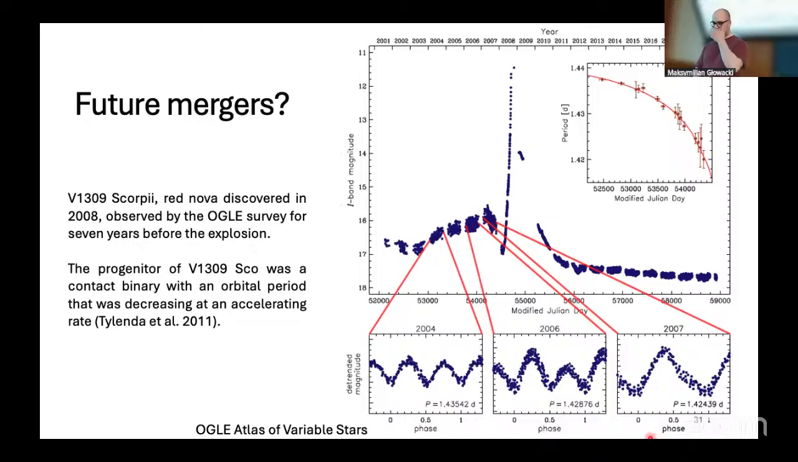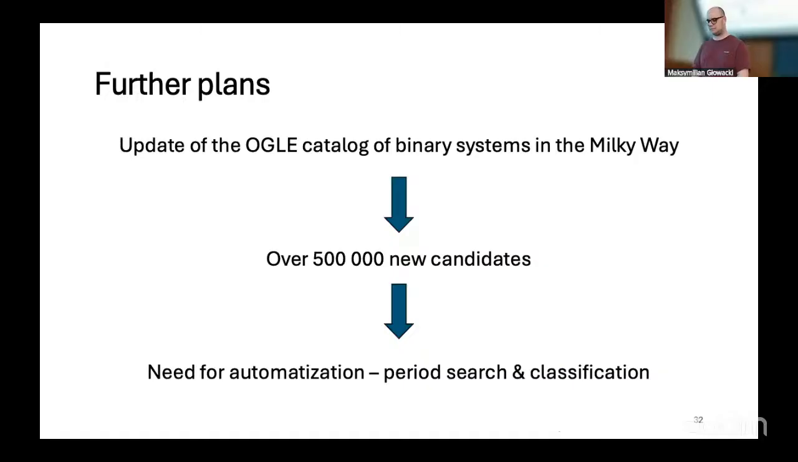So talking about the future, I would like to now talk about further plans of my PhD. The next step after updating the catalog for the Magellanic Clouds would be the new OGLE catalog of binary systems in the Milky Way. Right now we have over 500,000 new candidates.